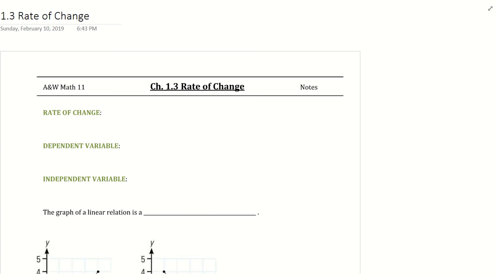All right, Workplace 20 fans, welcome to 1.3 Rate of Change. This is the last section in our unit, and it kind of brings things together, and there's a lot of good information here. So let's get started.